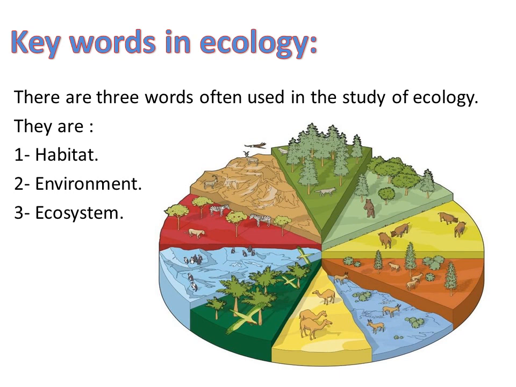We have 3 key words often used in the study of ecology. They are the key words in ecology: habitat, environment, and ecosystem. I'm sure that you heard about them once. Let's start with habitat.